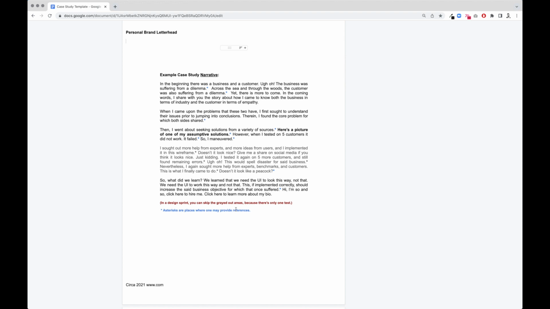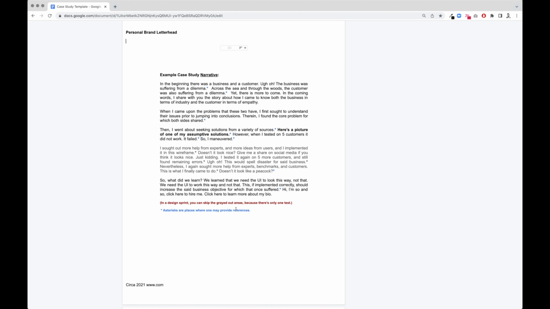Here's a picture of one of my assumptive solutions now, and showing is really powerful. Pictures are faster than words. As they say, a picture is worth 1,000 words. So, however, when I tested on 5 customers, it didn't work. It failed. And here's how. And we can actually show that failure, like we talked about in the results or the user outcome. And so I maneuvered. We had a complication, and now we pivot. We want to see the before and after.